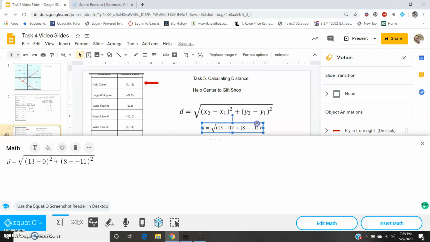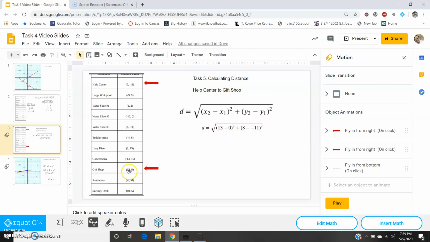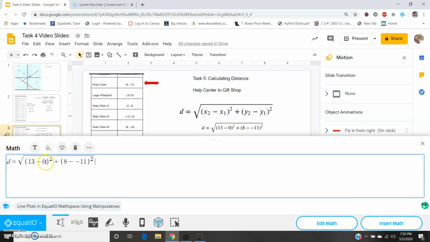and drag them under here. Okay, and so I have the change in X. So it's kind of like there's a little bit of slope in there, right? So I got the change in X, 13 minus 0, and 8 minus negative 11. 8 minus negative is really going to be 8 plus 11. I'm going to skip that step as we go, and I'm just going to complete this using this. So 13 minus 0 is 13. 8 plus 11 is 19. So I'm going to change that and insert.